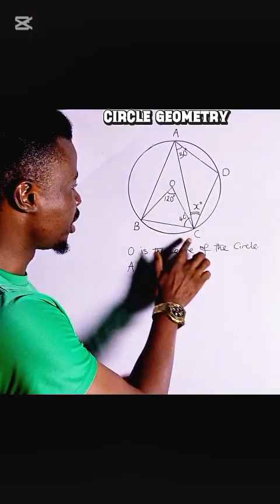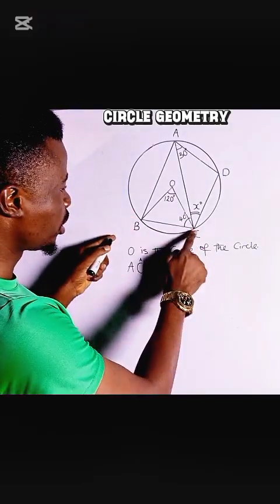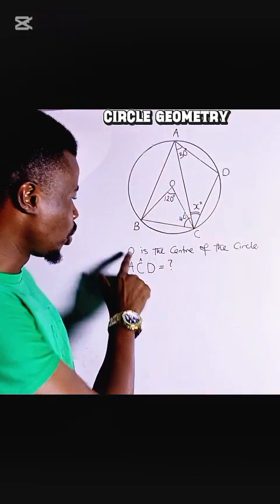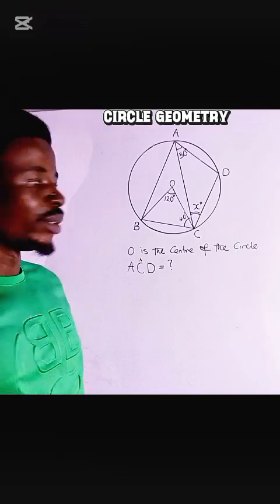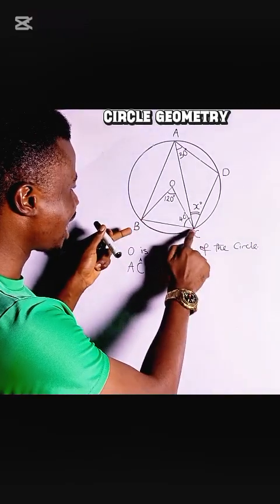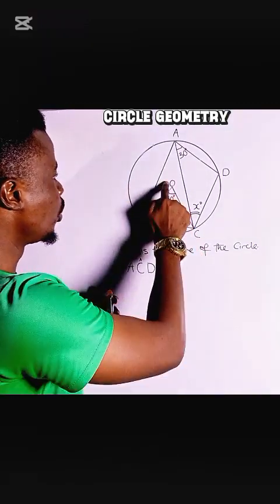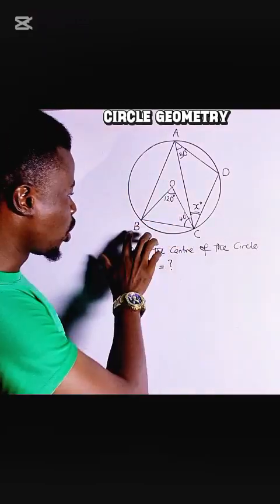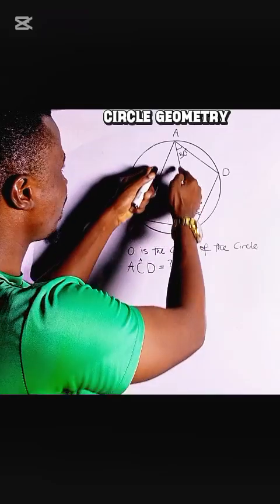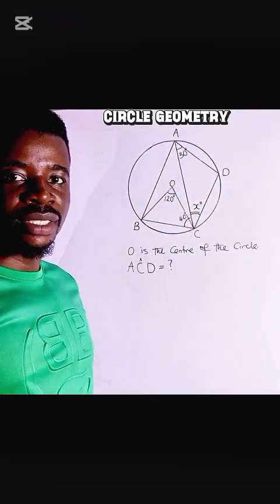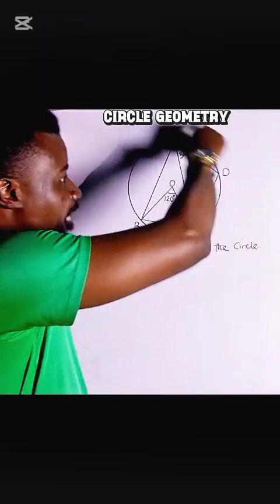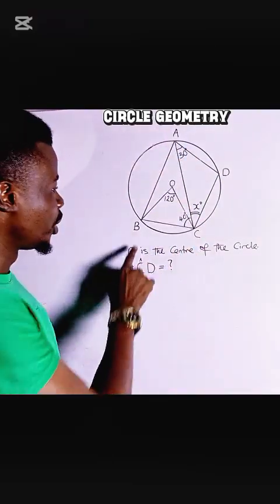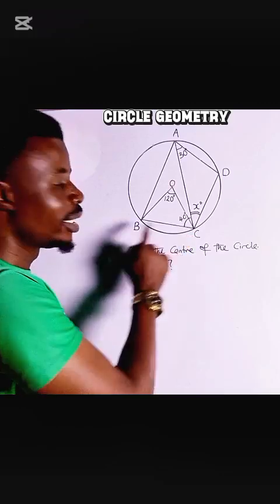Now, if you notice line BC, you can see that the chord subtends an angle at the center. Remember, we are told that O is the center of the circle. So the chord subtends an angle at the center, BOC, which is 120 degrees. Now, the chord also subtends another angle at the circumference, the part of the circle. So BAC also is an angle subtended by the chord BC.